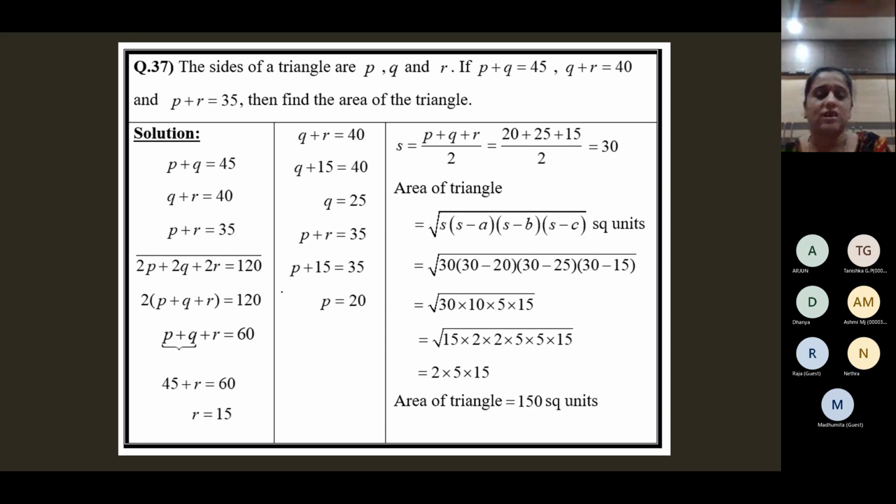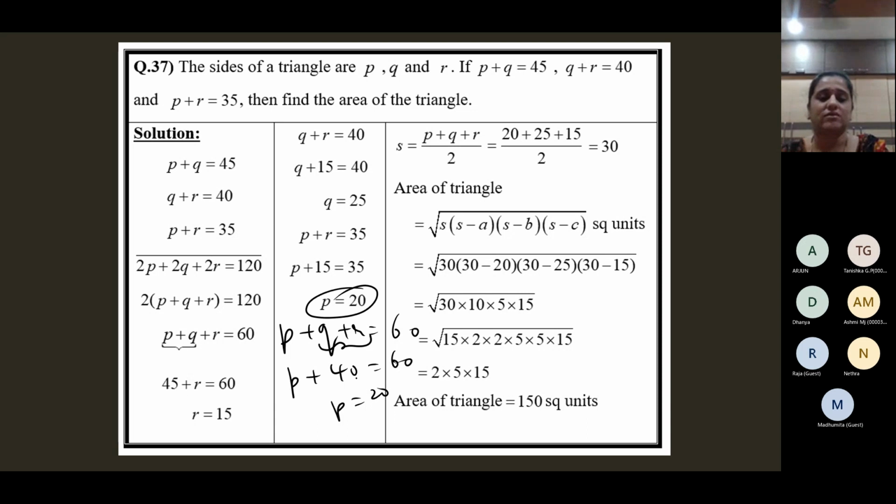You can also do this. There are many ways of finding P, Q, and R. After you have the equation P plus Q plus R is equal to 60, you can even substitute for Q plus R. Not that you should substitute for P plus Q only. What is Q plus R? 40. So P plus 40 is equal to 60, so P is equal to 20. You can also substitute for P plus R, 35, then you can find Q. Am I clear?